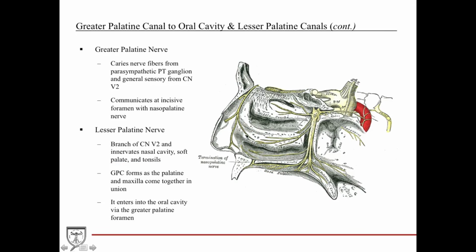Next, you have the greater palatine nerve. So the greater palatine nerve is what carries nerve fibers from the PT ganglion, just general sensory from V2, and it communicates with the incisive foramen as well as the nasopalatine nerve. As you can see, these branches coming off this way and branching off to the hard palate. And again, the lesser palatine nerve branches off V2 and innervates the same exact area, just coming down, but going to the soft palate. Right where the palatine and the maxilla come together in union.